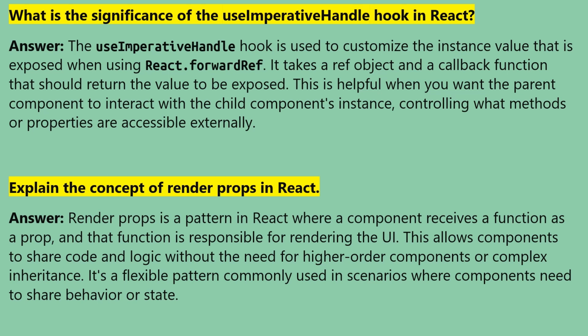Explain the concept of render props in React. Answer: render props is a pattern in React where a component receives a function as a prop, and that function is responsible for rendering the UI. This allows components to share code and logic without the need for higher-order components or complex inheritance. It's a flexible pattern commonly used in scenarios where components need to share behavior or state.